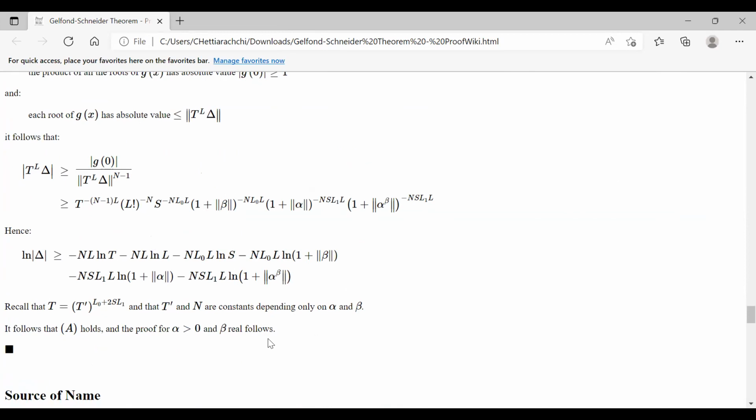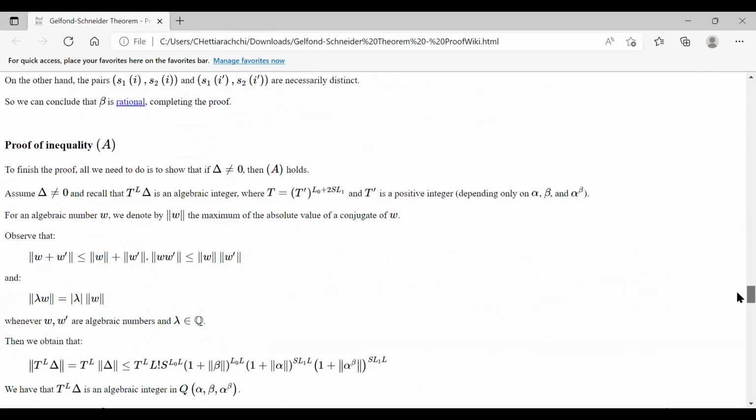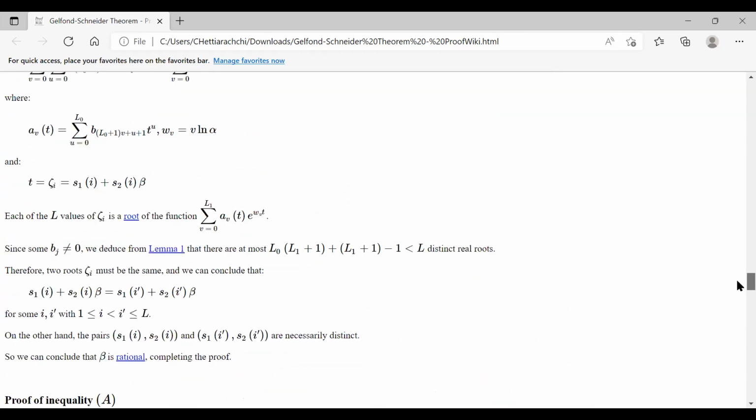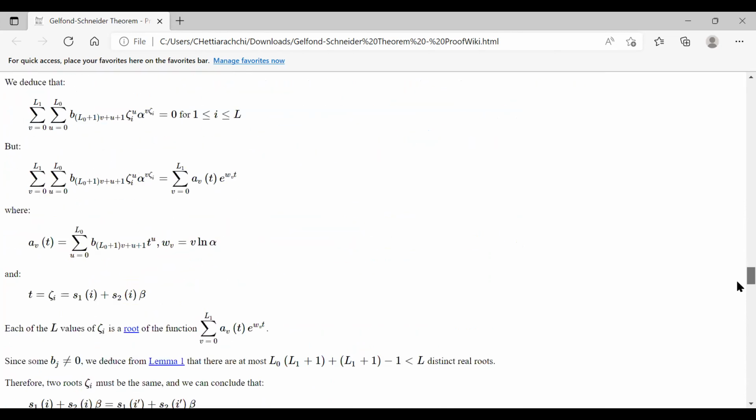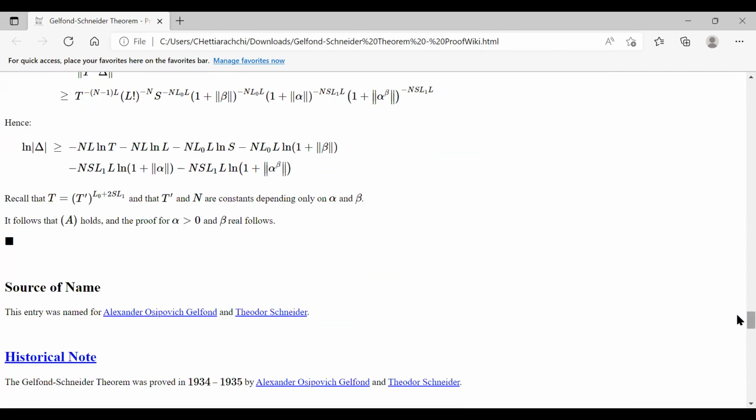Now we can write this one as follows. Recall that these numbers, and T prime, n, are all constants depending on alpha and beta. They do not depend on L. So we can write this inequality, like in the case of the upper bound, as the lower bound this way. That means C2 does not depend on L. So we got the inequality. Then the proof follows. Okay, any questions?